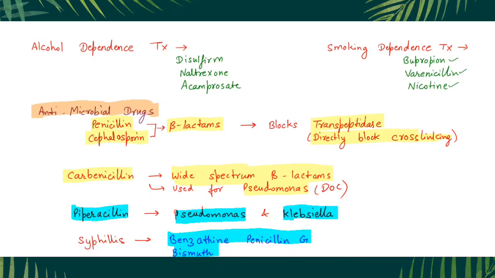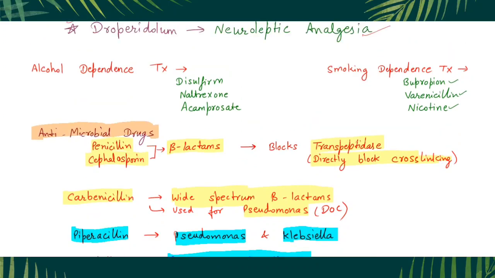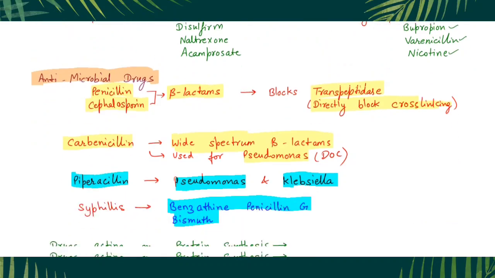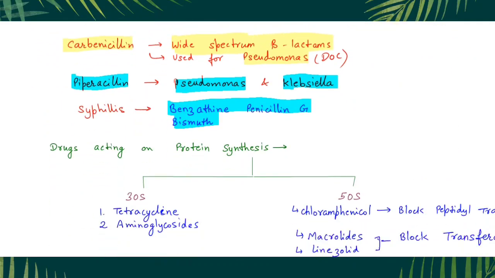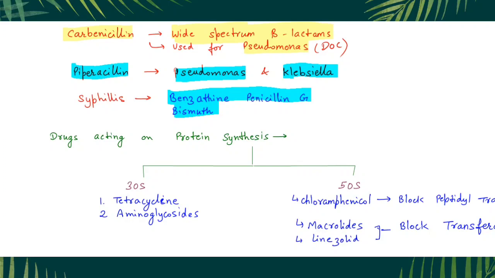It is a wide spectrum beta lactam. Penicillin and cephalosporin are beta lactams that block transpeptidase. And for syphilis, we use benzathine penicillin, or remember benzyl penicillin or bismuth.